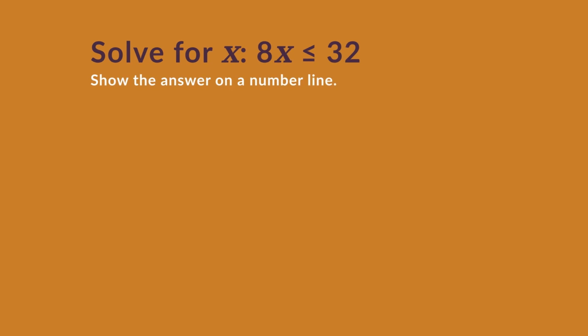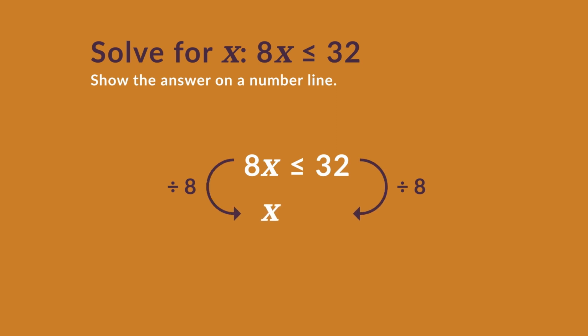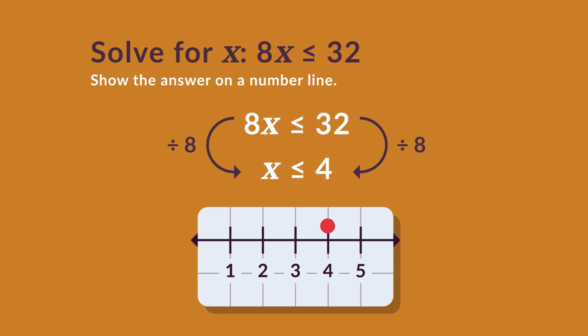Inequalities are solved in the same way as equations. For instance, if we needed to solve for x in the inequality 8x is less than or equal to 32, we divide both sides by 8. The result would be x is less than or equal to 4. On a number line, we put a solid dot over 4 because 4 is included in the answer, with a line pointing left to include all the numbers smaller than 4.